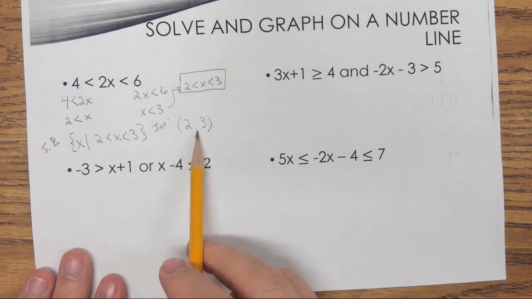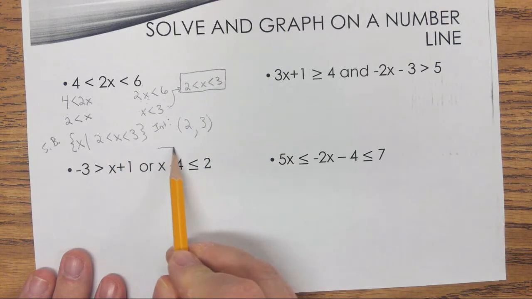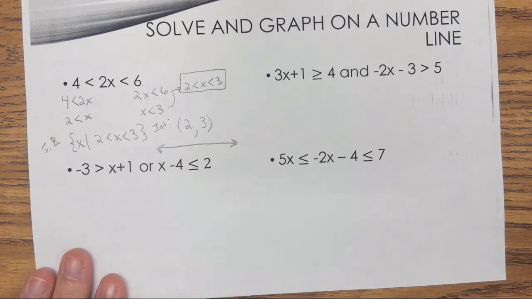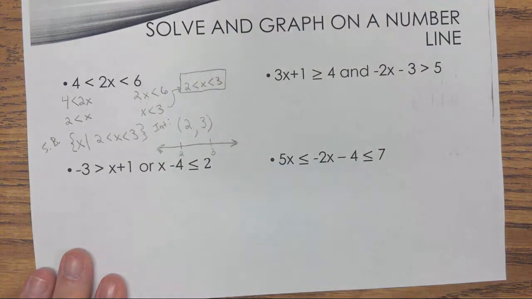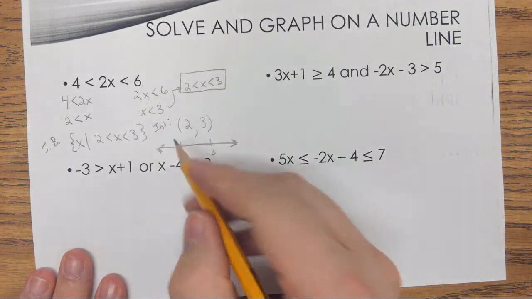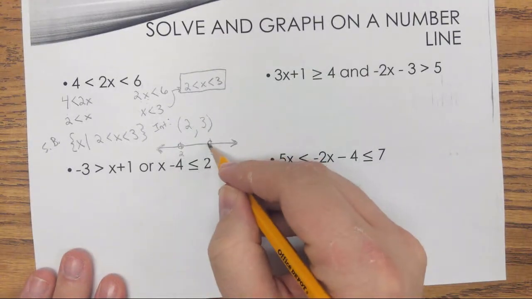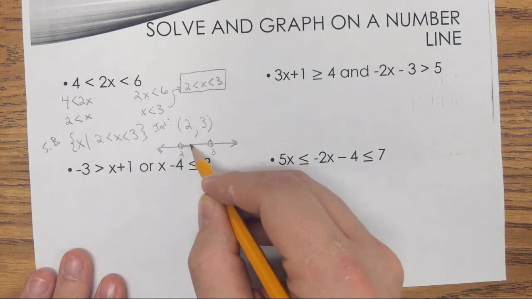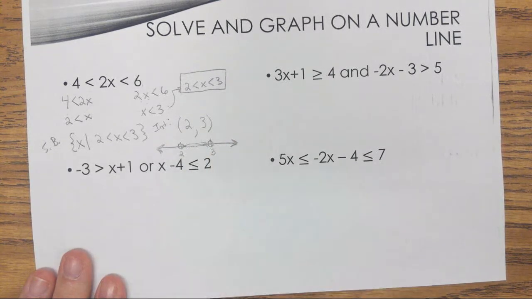Alright, so these are our two solutions written like that, but what if I wanted to graph them? Well, let's do our little number line here. Here's 2, here's 3. Remember, 2 is not included, so I do an open circle. 3 is not included, so I do an open circle. And it's everything between 2 and 3, so it's all of this stuff in between. And there is our graph for those.